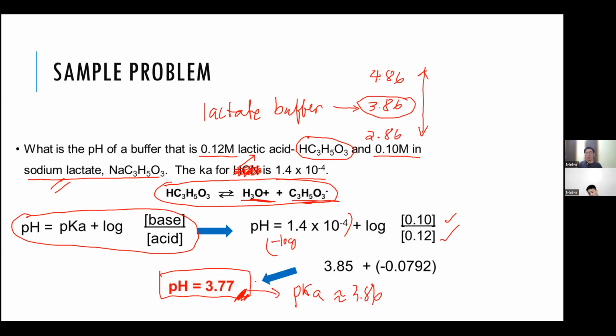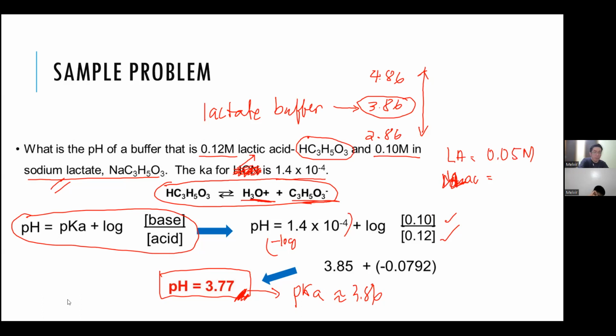Kaso lang, hindi natin pwede masabi na strong lactate buffer siya without another lactate buffer, in comparison. So, para kung magkakaroon ka ng comparison, tignan mo to, Josh, ha? Let's say, ito naman yung mangyayari. Ang lactic acid mo ay 0.05 molar. Tapos ang sodium lactate mo.